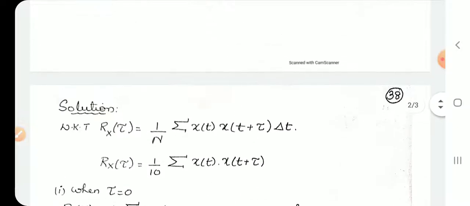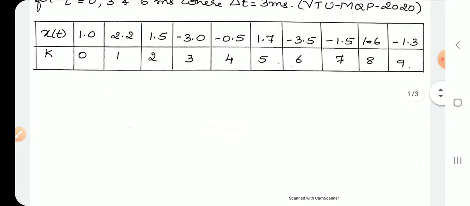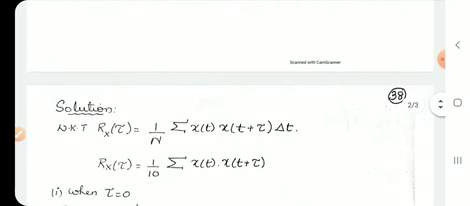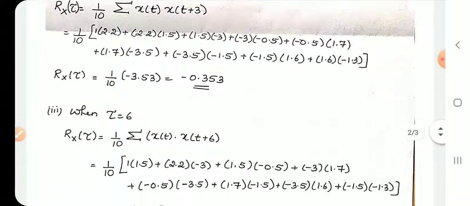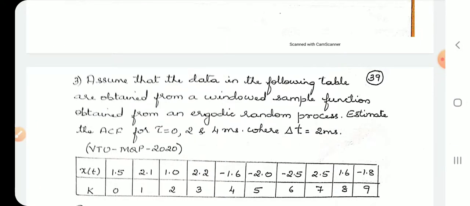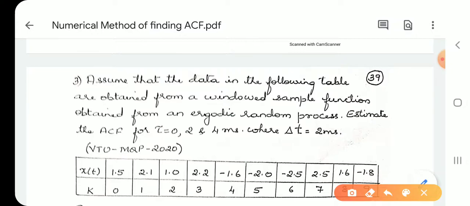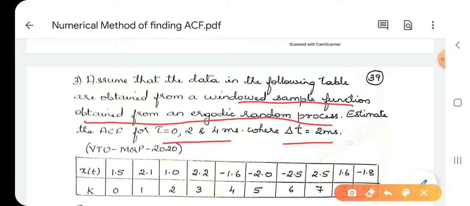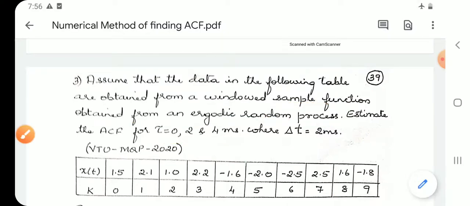I hope it is clear. So let us take one more problem so that you understand this correctly. Same kind of problem. Assume that the data in the following table are obtained from the windowed sample function of an ergodic random process. Estimate the ACF, that is, autocorrelation function, at 0, 2 and 4 minutes. Here the time interval given is 2 minutes. This question is also taken from the VTU model question paper 2020.